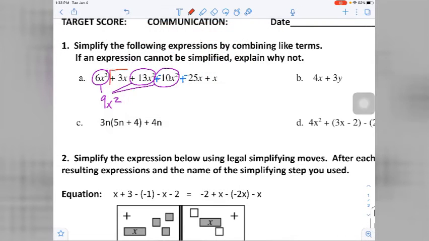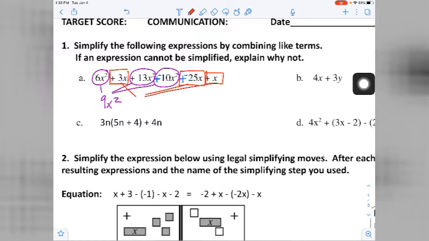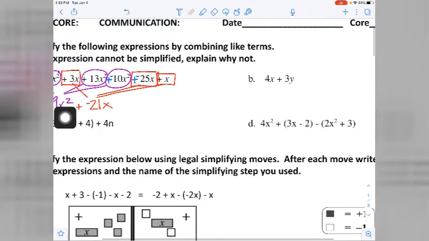And then I also have 3x, and then I have plus negative 25x, which is negative 22x, and then plus negative x again, plus positive x. So we had negative 22x plus an x is negative 21x. So this should be our answer. 3 plus negative 25 plus 1 is negative 21, and then plus x. Just about everybody got this one correct.